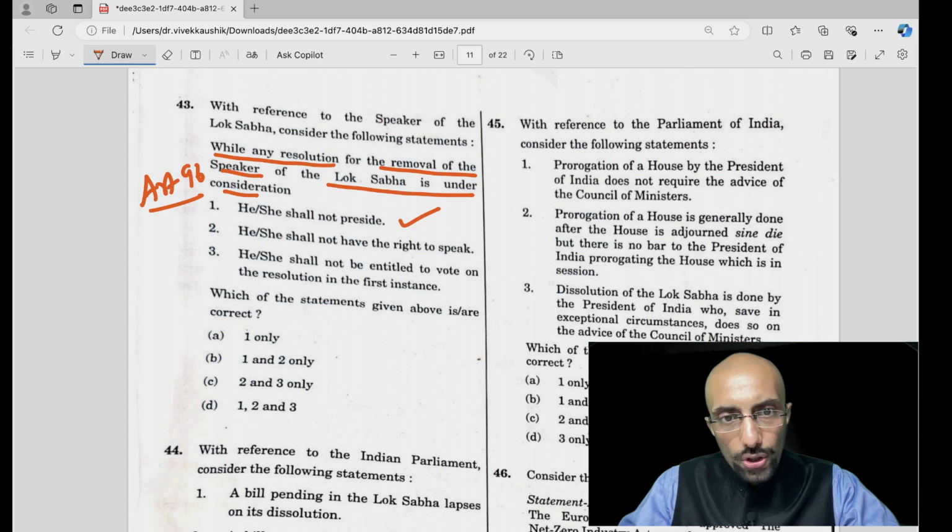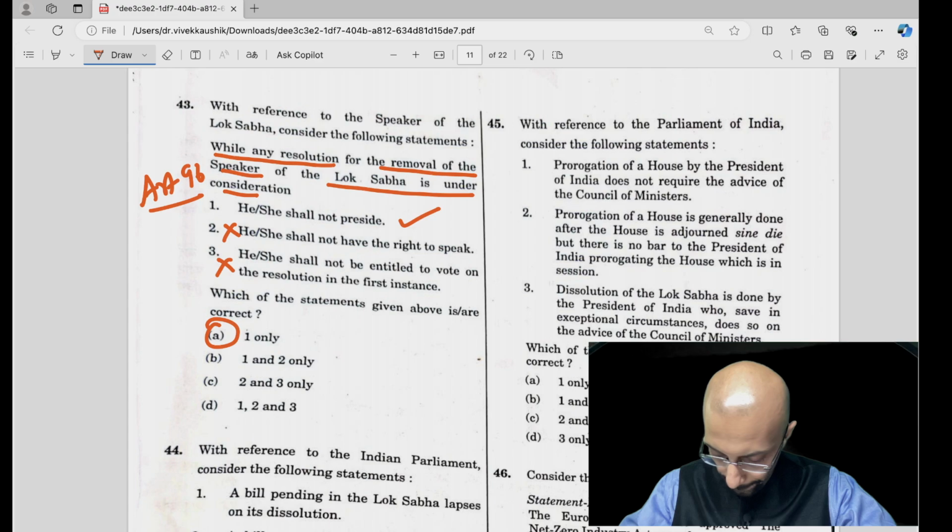He or she shall not have the right to speak. No, this is wrong. The Speaker will have the right to speak. And he or she shall not be entitled to vote on the resolution in the first instance. No, he can vote in the first instance, but he cannot vote in case of a tie. So this is also wrong. So the answer will be A, 1 only.